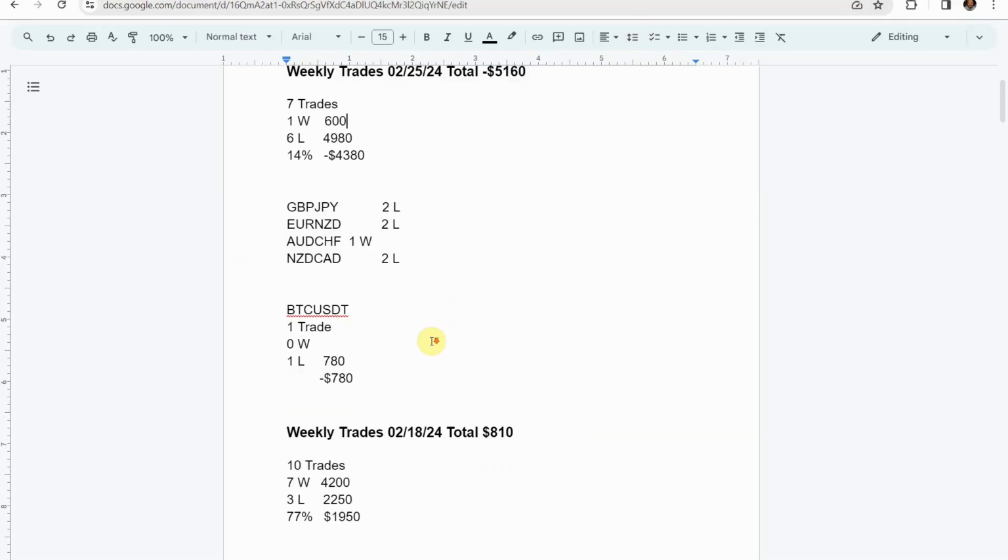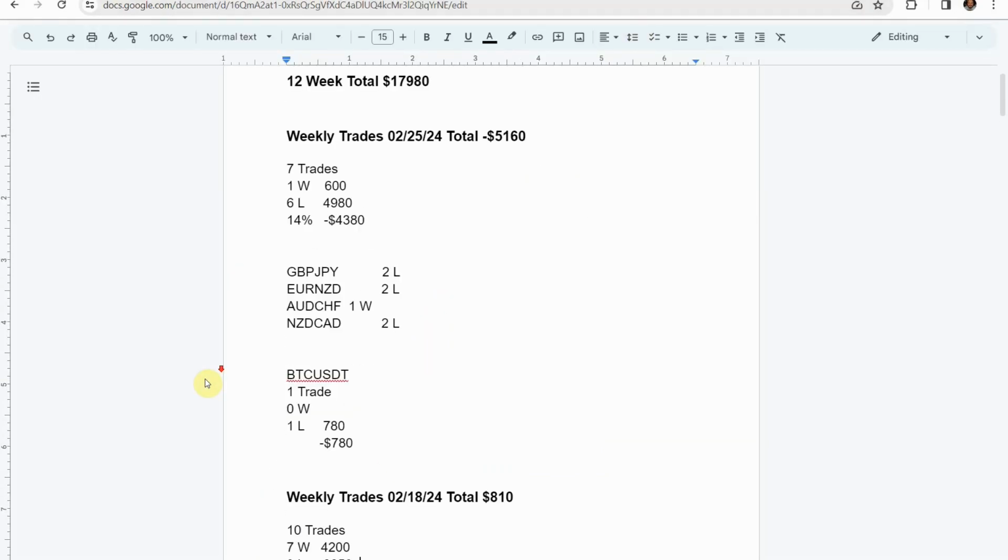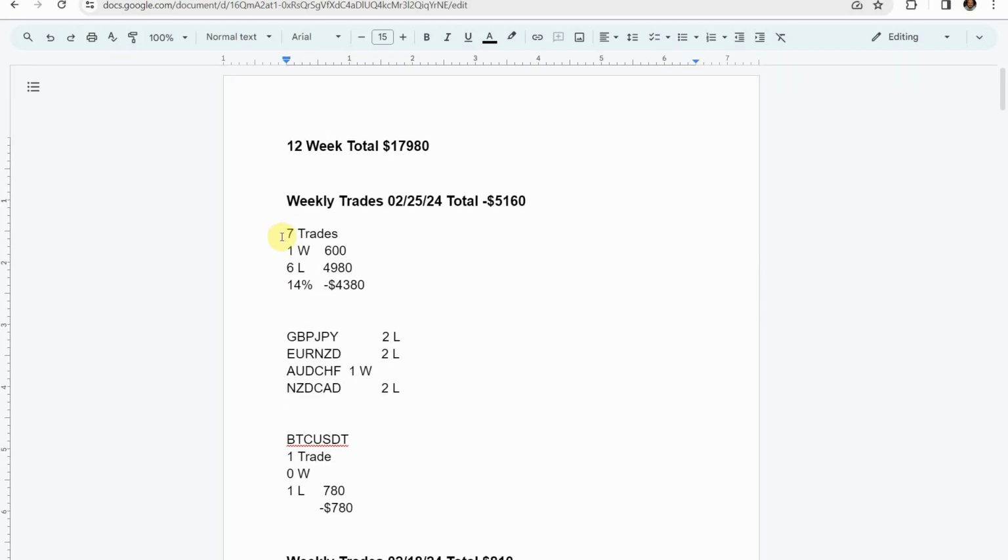Let's go ahead and look at the weekly signals here. And so this is using the Academy of Forex indicator on these 4 Forex pairs and this one crypto coin. This is on the 30-minute time frame. Each week we keep track of the signals we would have gotten. And so on the Forex pairs for this last week, we had 7 trades, 1 winning trade, 6 losing trades, putting it at a 14% win rate.